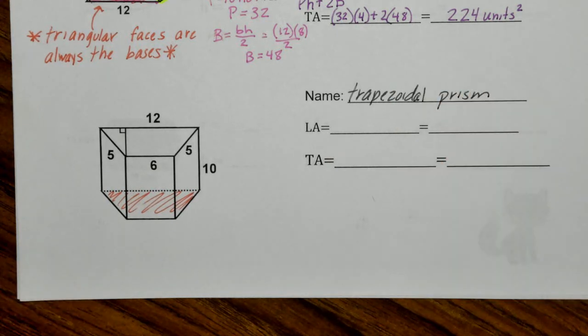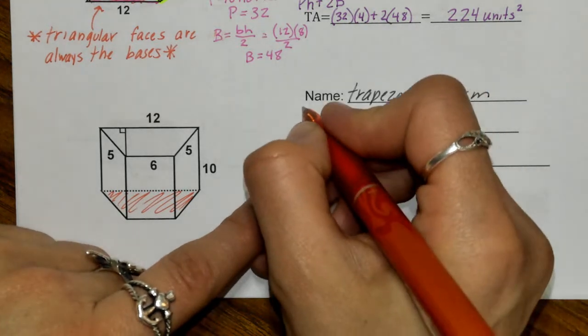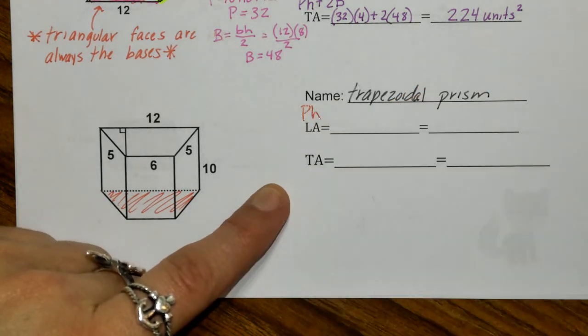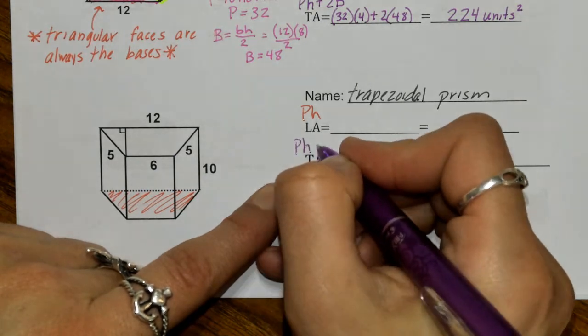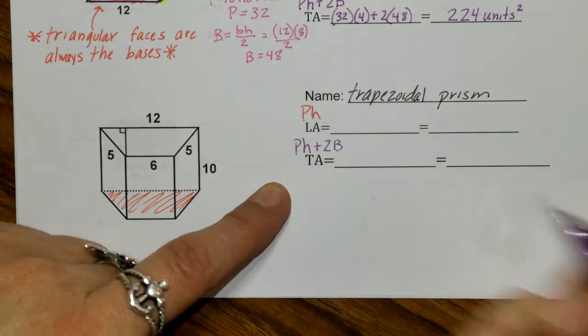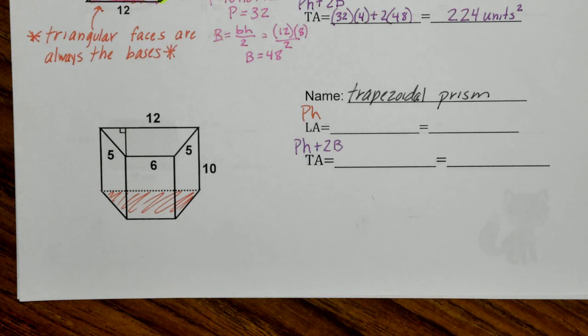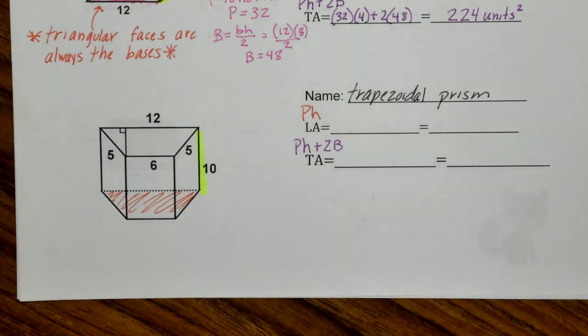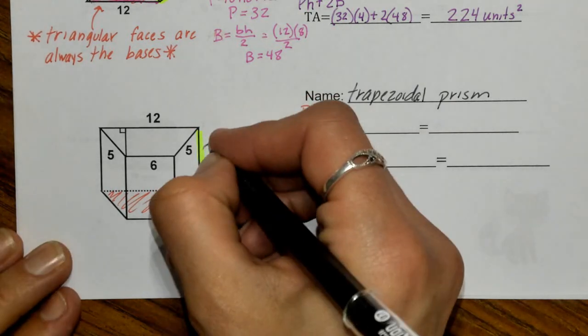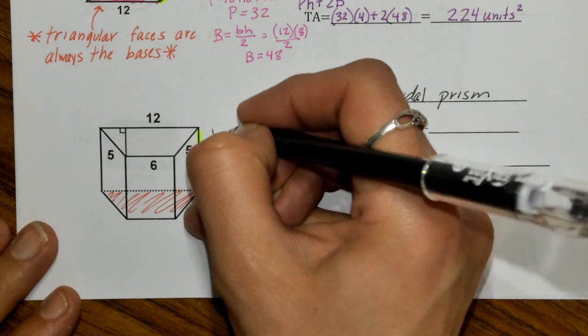I'm going to go ahead and write in my formulas now while I'm here. Lateral surface area, perimeter base times height. Total surface area, perimeter times height plus 2 times area base. So, let's go find some things here. All right? Our height of the prism is right here, connecting the two trapezoids together. All right? So here we've got height of prism.